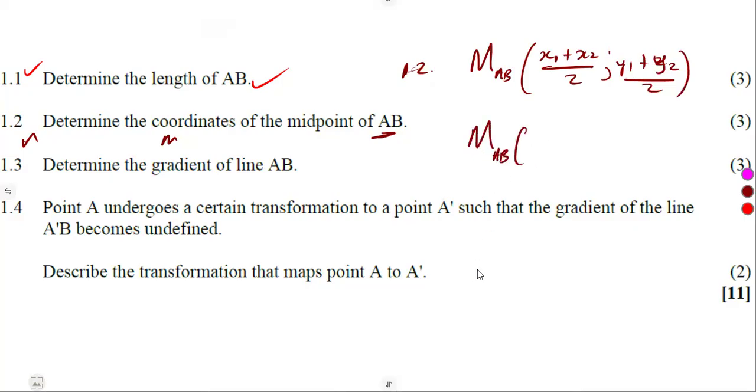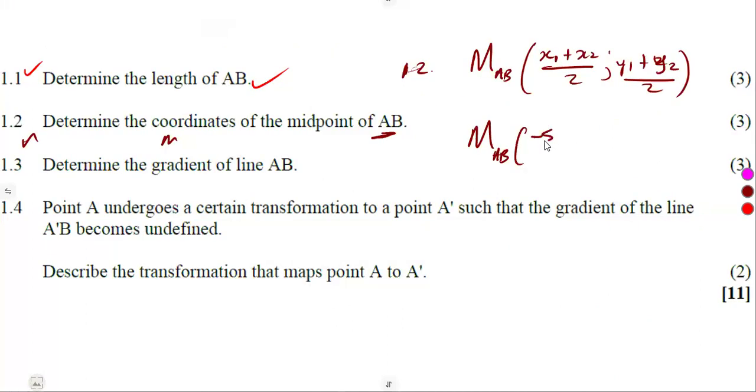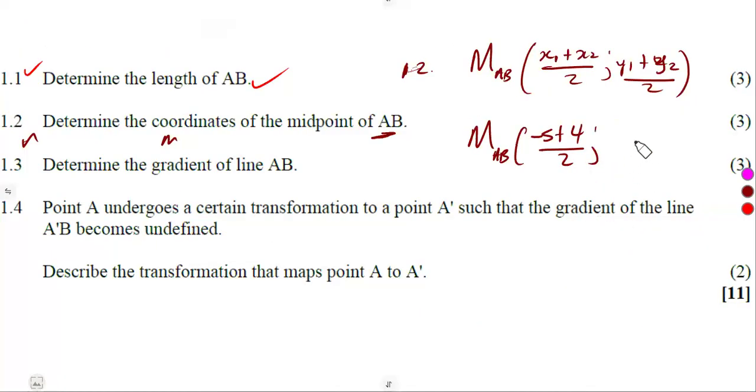So meaning to say, for the x values, as we had the x1 here, which is minus 5, and this one, which is what? Which is 4. So that is minus 5 plus 4 over 2. The y values, this one, which is 2, and this one, which is minus 2. So we add 2 plus minus 2, everything over 2. So that was going to give us the midpoint of AB. That's minus 1 over 2.